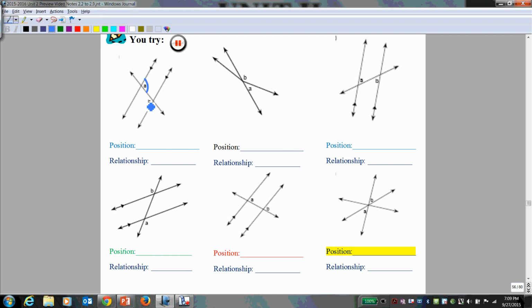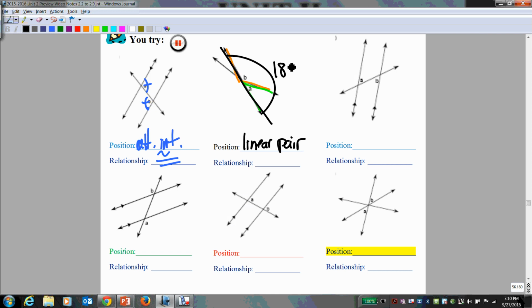Okay, these ones, opposite sides of the stir stick, but still between the lines. This is alternate interior. And they are going to be congruent when lines are parallel. A and B. These guys share a spine and make a line. They are a linear pair, and they are supplementary. Adds up to 180.